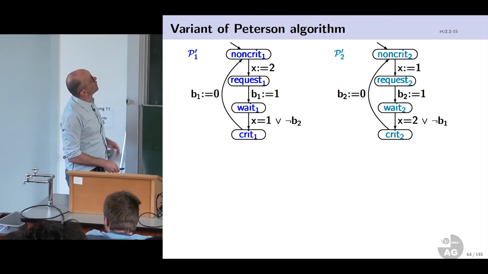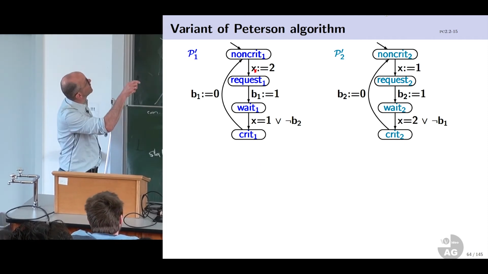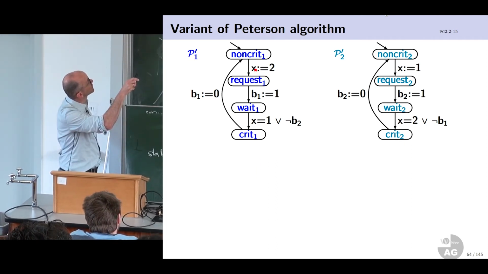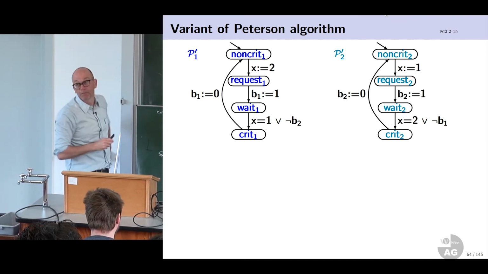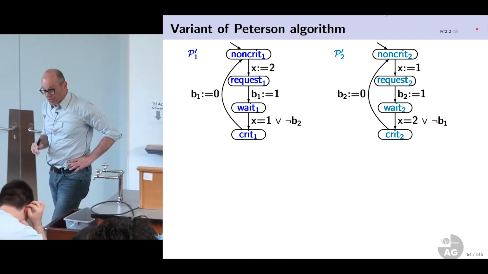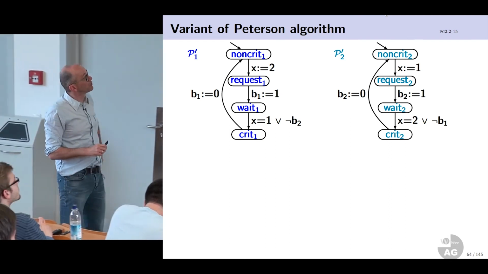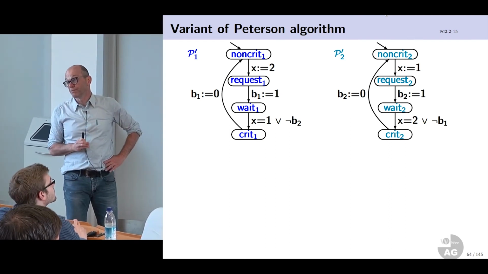So I'm going to assume now a small modification. Rather than saying I have in one edge I do the assignment to x and b1, I now split them. And for the sake of this example, I decided to first do the assignment to x and then do the assignment to b1.